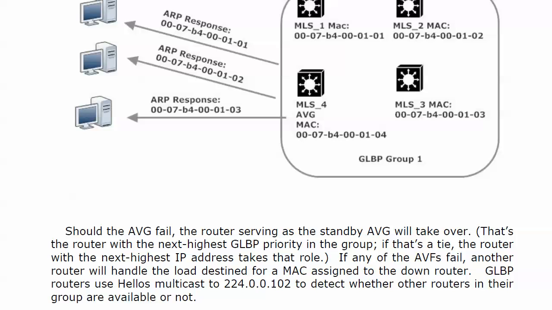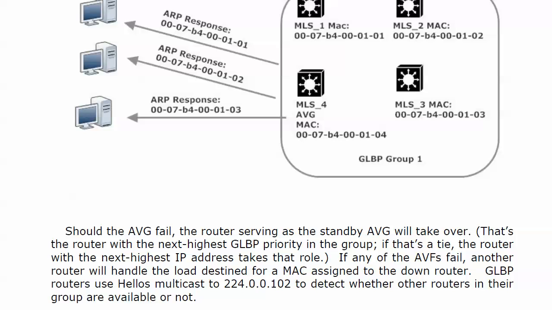Now, if any of the AVFs fail, there's a problem, because then we've got a virtual MAC out there, but we don't have anybody to handle it when hosts send data to that virtual MAC. Well, what happens is another router steps in and says, I'll handle that load. I will take the traffic destined for that MAC address that was assigned to that router that is now down. We're going to see that in action as well.